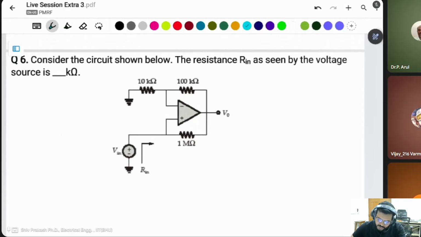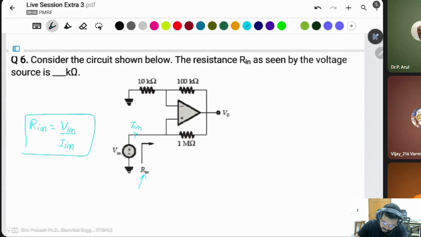Consider a circuit shown below. The resistance R in as seen by the voltage source. Here, this is an open question, asking about the R in. You know R in is equal to V in divided by I in. Suppose we take a current as I in. If you find this current, then this voltage is V in, and resistance is V in divided by I in.